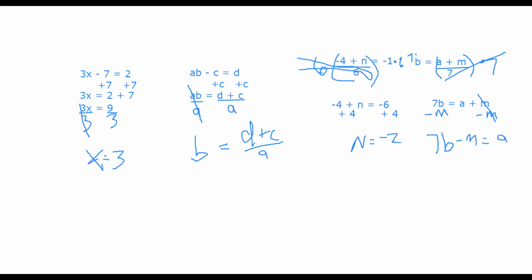But this is algebra. We can rearrange terms any way that we want to, as long as we follow the same process. And that's what I'm trying to focus on here. What is the process involved to get a variable by itself? It's the same in every case. We use the opposite operation. This A plus M over 7, that's division. So our opposite operation is going to be multiplication.